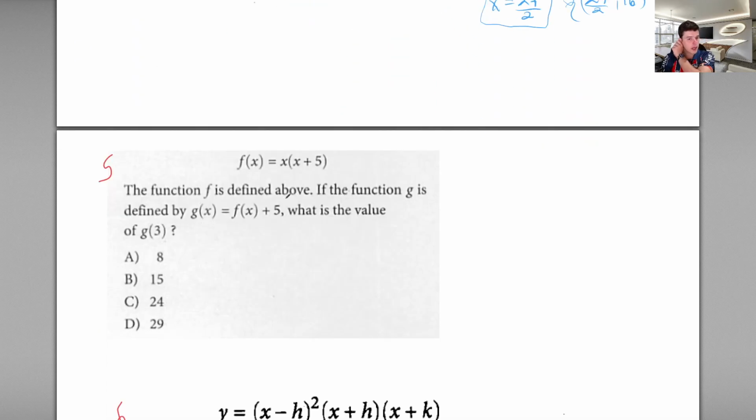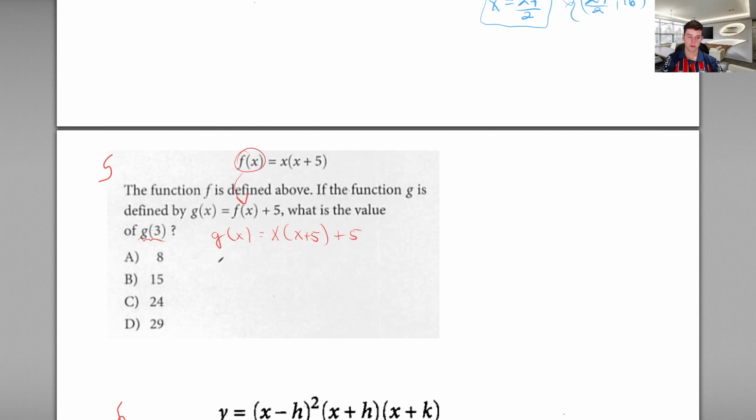The function f is defined above. If the function g is defined by g of x equals f of x plus 5, what is the value of g of 3? So here we've got to understand what they're asking. It's a transformation, and it's only going to affect the y value. So we can just literally substitute this into here, and then we can find g of x, and then we can find g of 3 from there. So g of x equals f of x, which is x times x plus 5. And we don't need to forget this plus 5, otherwise we're not going to get the answer right.